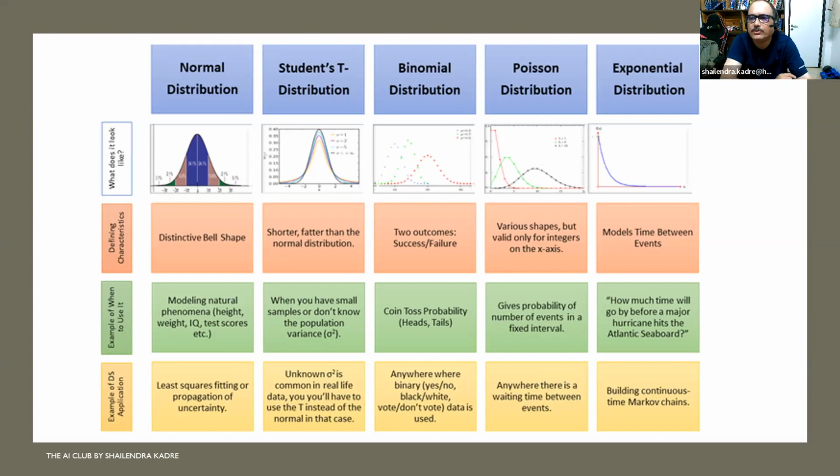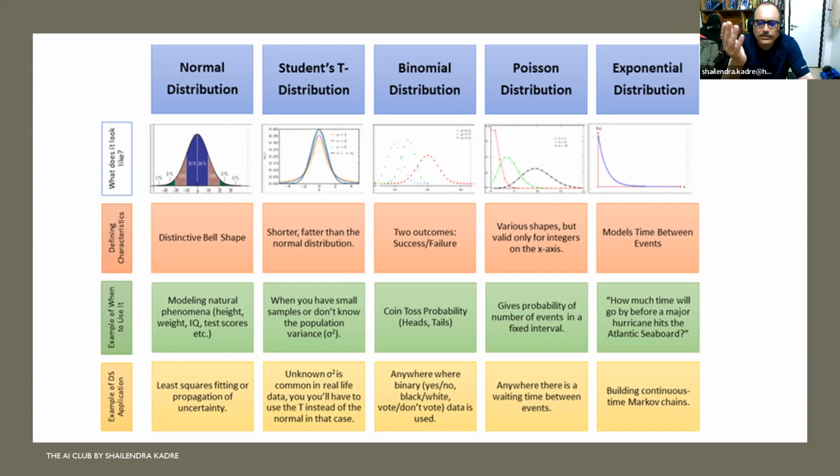Then binomial distribution. Binomial distribution means there are cases where only 2 possibilities exist, success and failure, like tossing a coin. Tossing a coin means head is success and tail is failure, right? So if only 2 kinds of possibilities are there, 0 and 1, then we use binomial distribution. Coin toss, head or tail. To predict a coin toss, we will use binomial distribution.